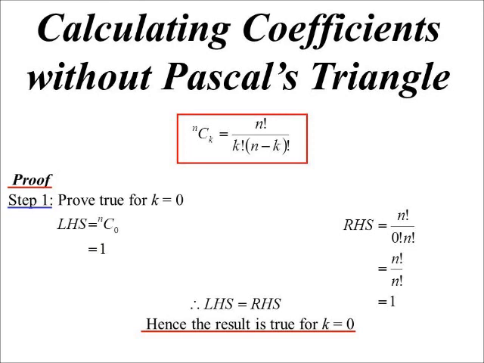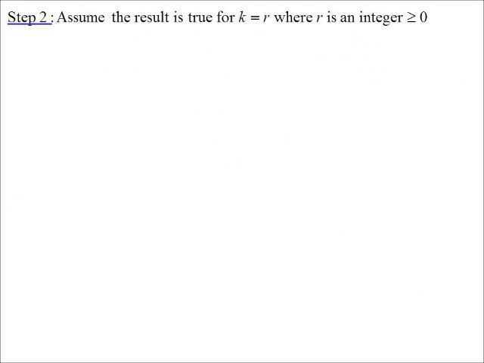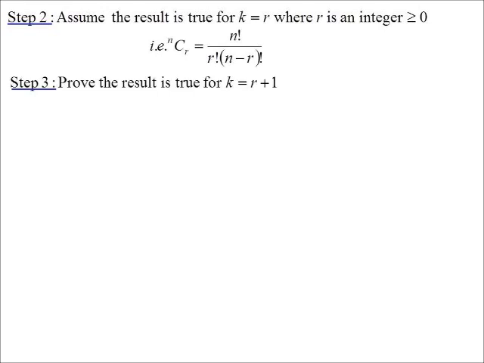Okay, I'm now going to assume it's true for k equals r. So nCr is going to be n factorial on r factorial, n minus r factorial, where r is some integer. We're now going to prove the result true for r plus 1. So we want to prove this result: nC(r+1) is n factorial on r plus 1 factorial, n minus r minus 1 factorial.